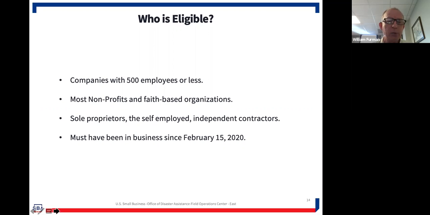They were able to apply for that. I know we have some sole proprietors, and I talked to some lenders yesterday who were processing applications for them. The business must have been in business since February 15th of 2020. So if you started a business in March, unfortunately, you would not be eligible for the PPP program. It has to have been in business since February 15th.